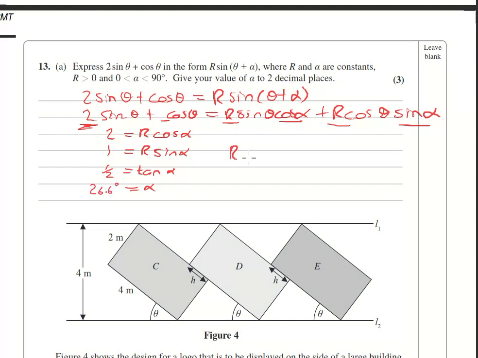R you can always get by doing Pythagoras on the coefficients. So 1 squared plus 2 squared, square rooted, so r is root 5. So at the end, 2 sine theta plus cos theta is root 5 sine(theta plus 26.6). Done. Okay, and that's part 1. And that's, as normal, pretty straightforward, and that's what you would expect in these kinds of questions. But they normally crank it up a bit in the next part, so let's have a look.